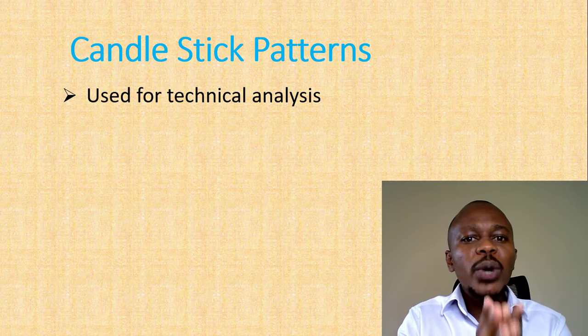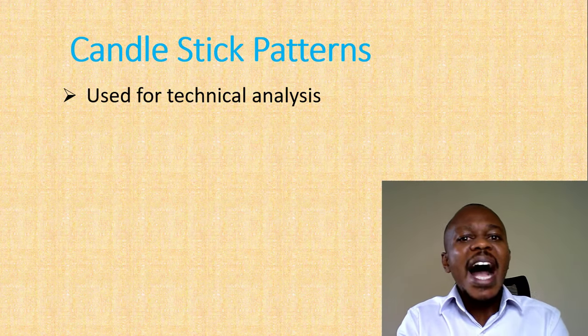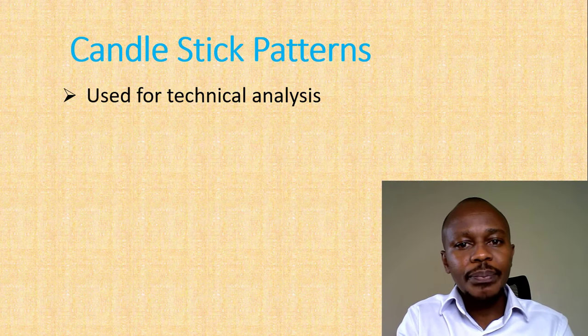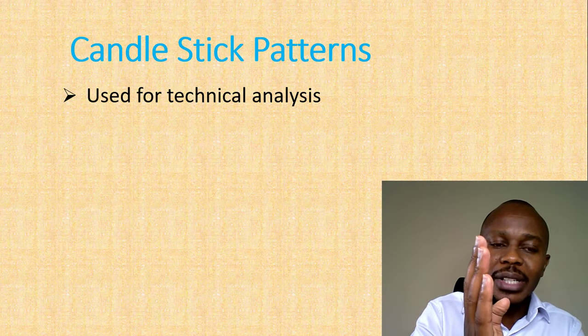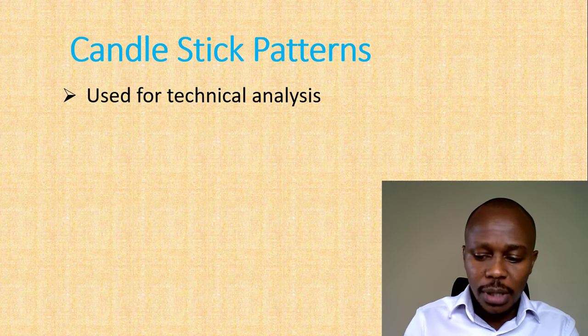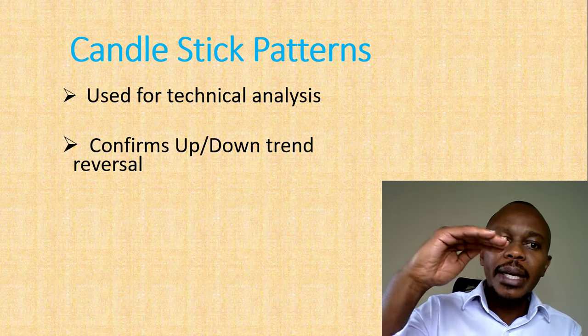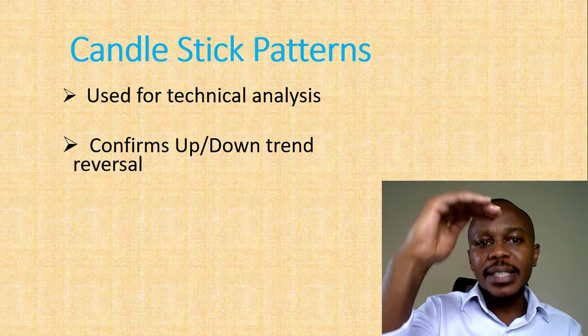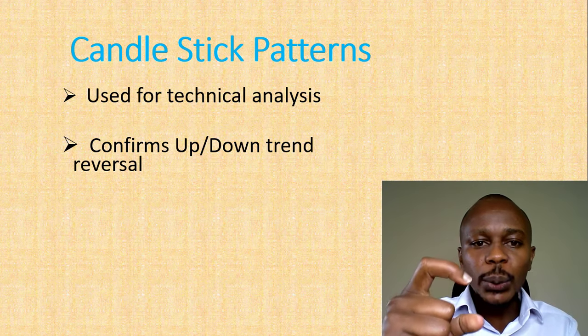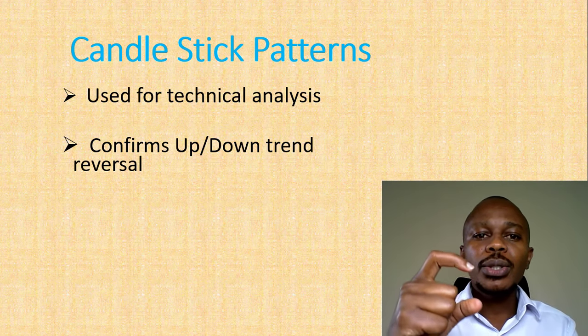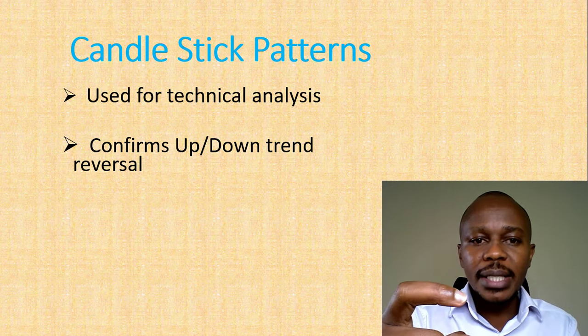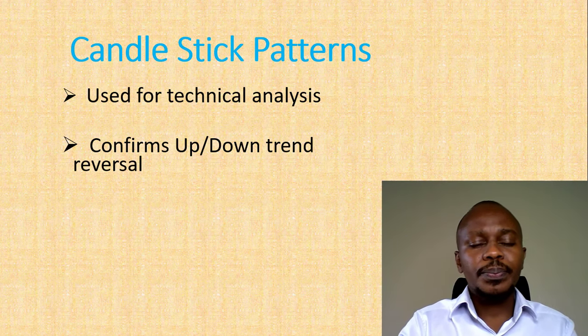One, you are able to confirm a change in the trend, either a change in an upward trend or a change in a downward trend. Say, for example, price has been moving up and hits a certain point, then it starts going back. You can use a candlestick pattern to determine or to predict how the price will move.